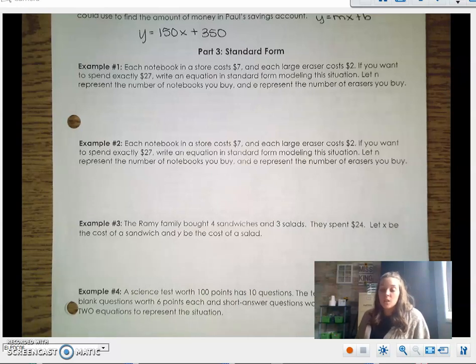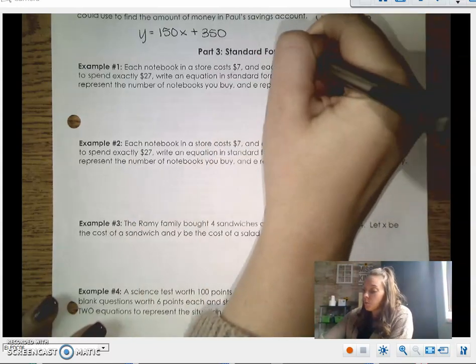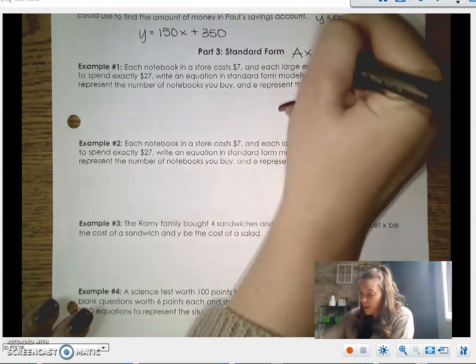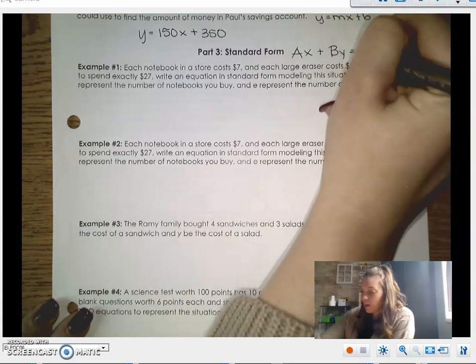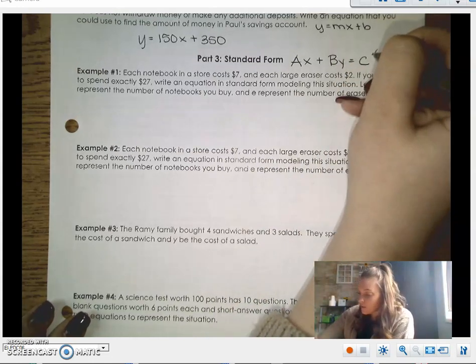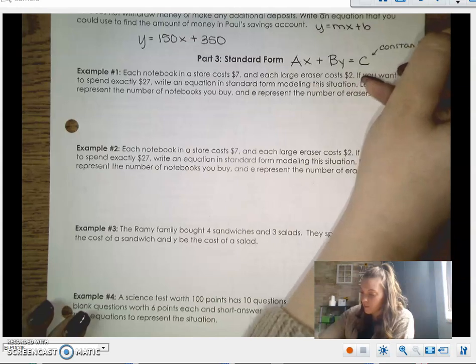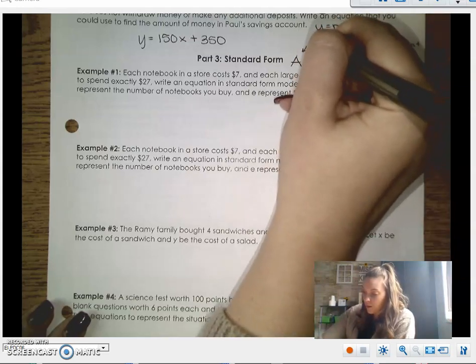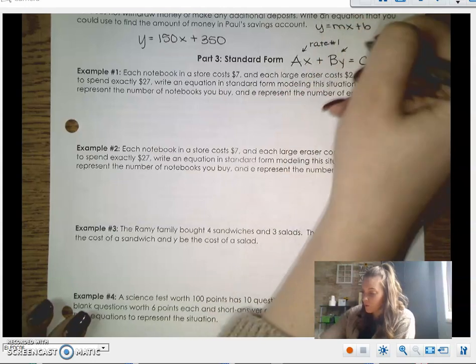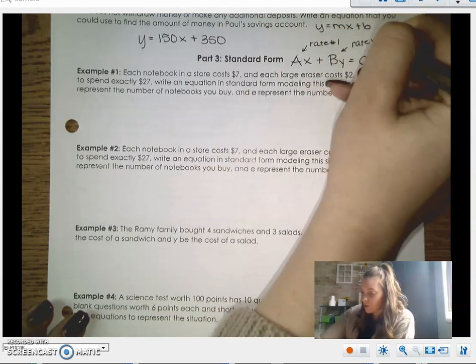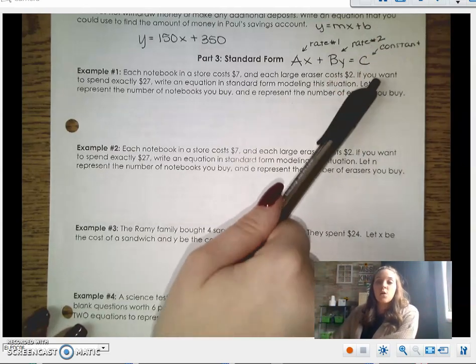In the last video, we talked about creating equations in slope-intercept form, and in this video, we're going to be talking about creating linear equations in standard form. So remember that we differentiated slope-intercept form from standard form based on the number of rates of change, or the number of slopes. Standard form is ax plus by equals c, where c is your constant, a is your rate number 1, and b is your rate number 2. So when you have two different rates, you are going to use standard form.